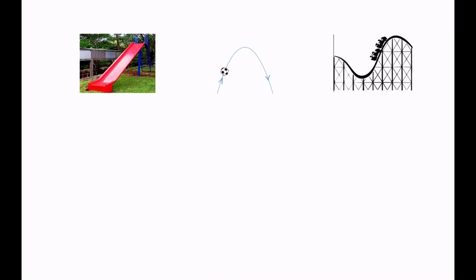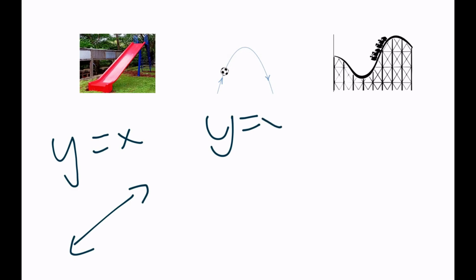In the past, we have learned how to calculate and graph something linear, like the slope of, let's just say, the slide through y equals x, and that graph sort of looks like that. And we've also calculated how to find the trajectory of a ball, someone kicking a ball, through a quadratic function, or y equals x squared, which sort of looks like this.